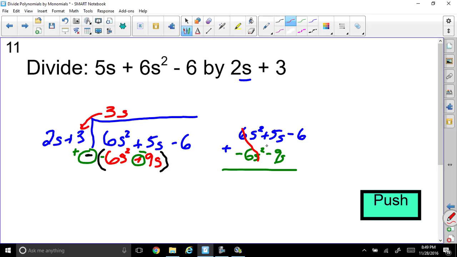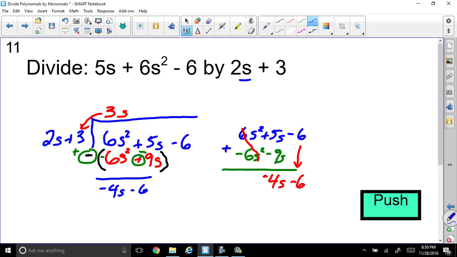Well, you're not allowed to add positive and negative because the signs are different. So you subtract. 9 minus 5 is 4. And don't forget the s. And choose the sign of the 9 because it's a larger digit than the 5. So we have negative 4s. And don't forget to bring down the negative 6. So all this gave you over here was negative 4s minus 6.